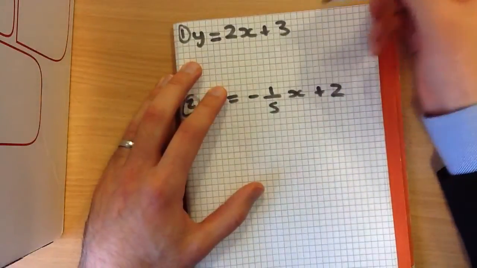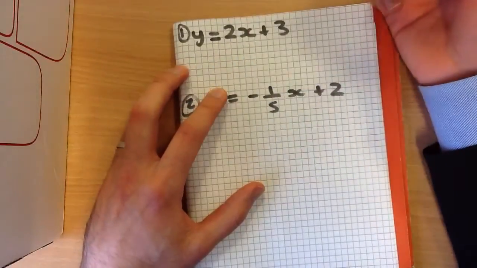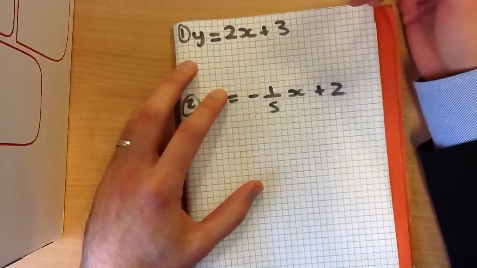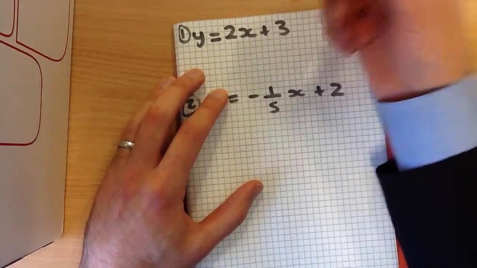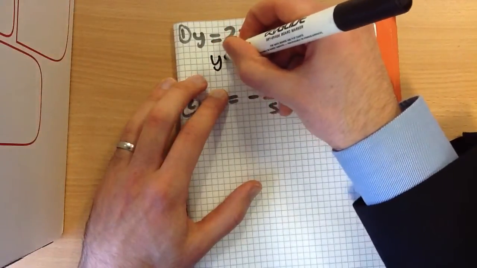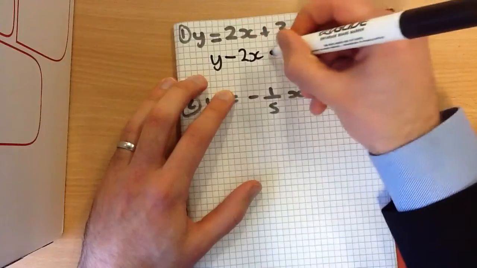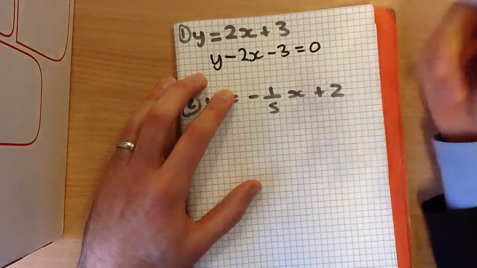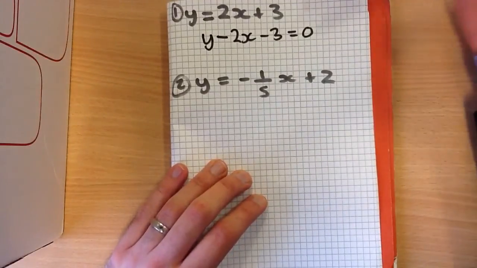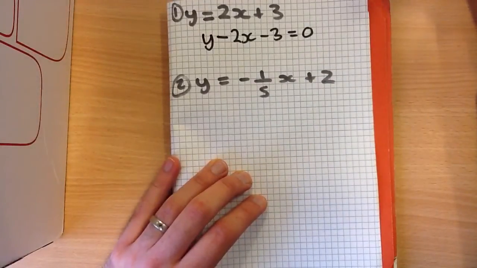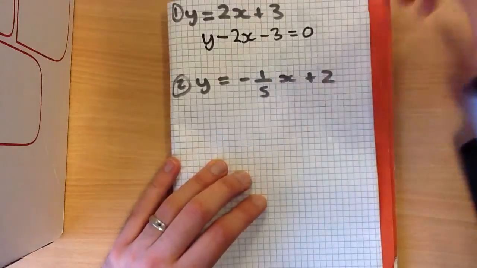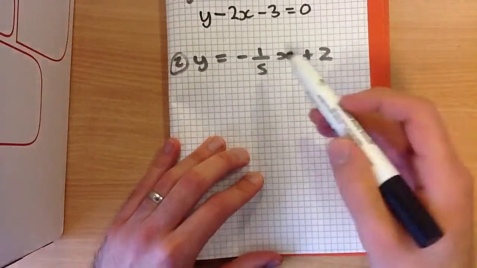If I want to get 0 on the right hand side, in this first simple example, I've got y equals 2x, that's positive 2x, add 3. So I need to take the 2x to the side and also take 3 as well. So in that first example, y minus 2x minus 3 equals 0, and that's fairly straightforward. That can be written in any order, so for example I could have written it as minus 2x, add y, minus 3 is 0.